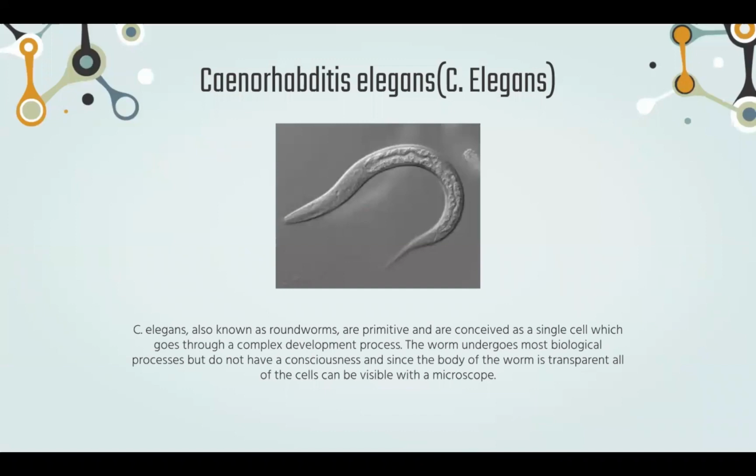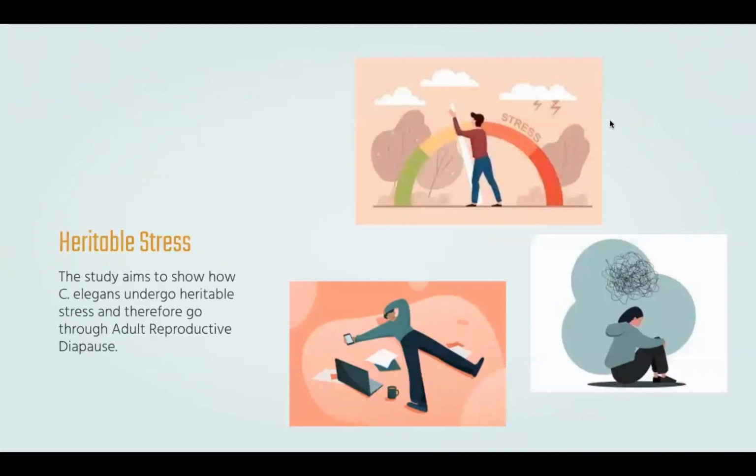These roundworms undergo most biological processes but do not have a consciousness. The body of the worm is also transparent, which means that all cells can be visible with a microscope. These C. elegans were evaluated to see if they underwent heritable stress, and thus they experienced adult reproductive diapause. Adult reproductive diapause is the term used for when an organism becomes sterile due to stress caused by the environment around such organism. Sometimes the fertility can be restored in organisms, but not in all.